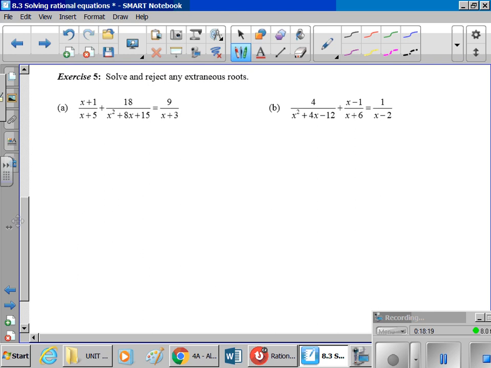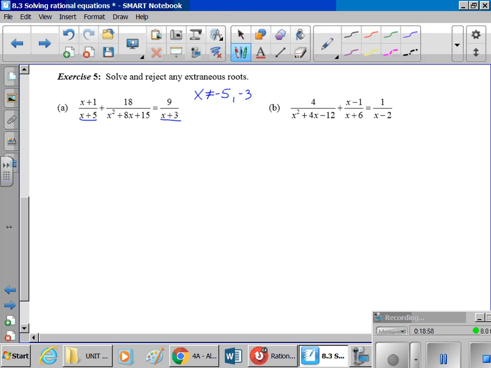Now notice this one. I kind of gave you a hint here, and it says solve and reject any extraneous roots, because we do have to put some restrictions here. And sometimes we can't even do the restrictions until we first start factoring. So at first I know x cannot equal negative 5 or negative 3. I'm going to rewrite it: x does not equal negative 5 and negative 3, because negative 5 makes this 0, negative 3 makes this 0.